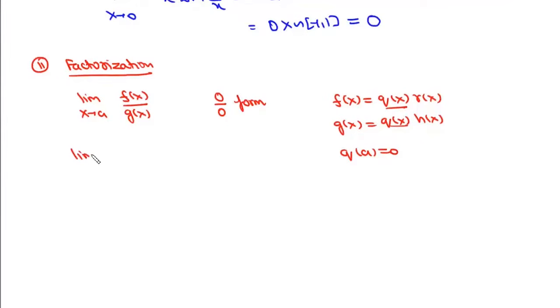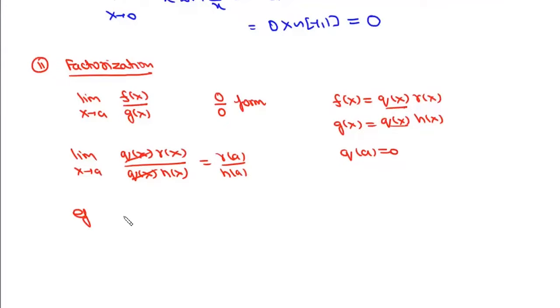So in this case, this q(a) is the factor which is making both of them 0. Now if we express this as the limit x tends to a of q(x) r(x) upon q(x) h(x), this q(x) and q(x), this common factor which is making it of the form 0 upon 0, will cancel, and now from direct substitution we'll get this limit as r(a) upon h(a).